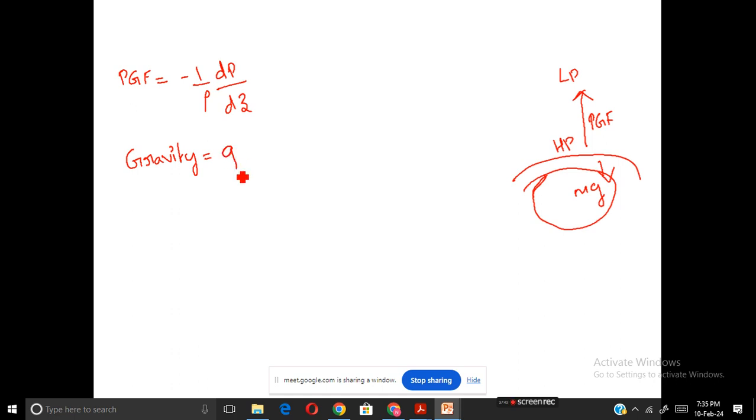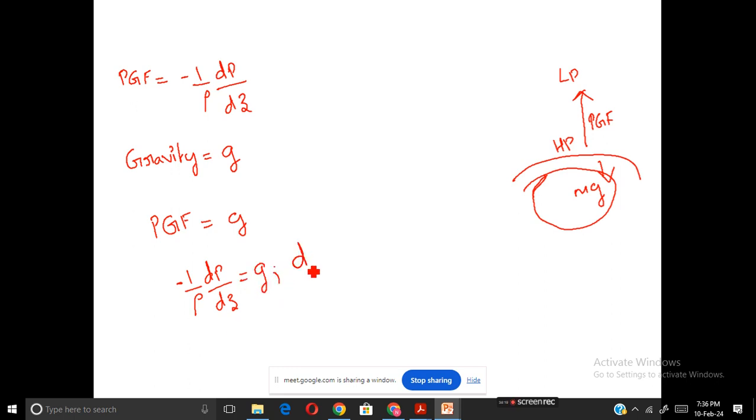For unit mass, the gravitational force will just be g. So the hydrostatic equation, or hydrostatic equilibrium, basically says that the pressure gradient force acting on an air parcel is equal to the downward acting gravitational force. These two forces are in equilibrium. Which means the pressure force, minus 1 by rho dp by dz, is equal to the downward acting gravitational force.